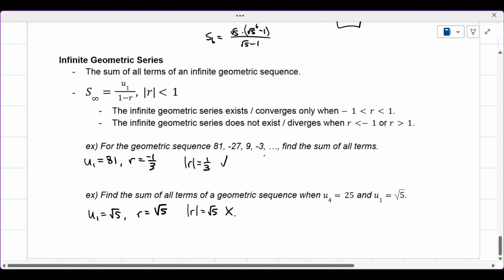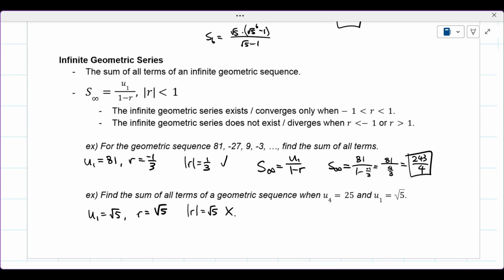So let's find the sum of all terms of the first sequence. S infinity is equal to u1 divided by 1 minus r. So S infinity is equal to, u1 is 81 and r is negative 1 over 3, which is 81 divided by 4 over 3. So I think it'll be 243 divided by 4. So I know that the sum of all terms of the first sequence will be 243 divided by 4.